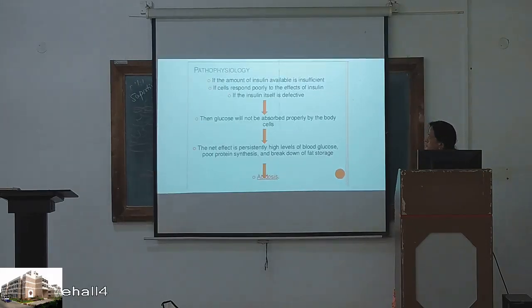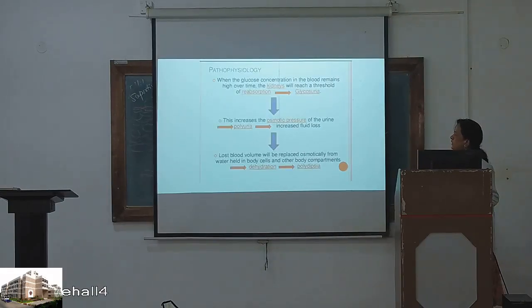So the glucose will not be absorbed properly by the body cells if insulin is defective, and the net effect is high levels of blood glucose. With this, there is poor protein synthesis and breakdown of fat storage. So fat starts providing energy to the body, and that leads to acidosis.